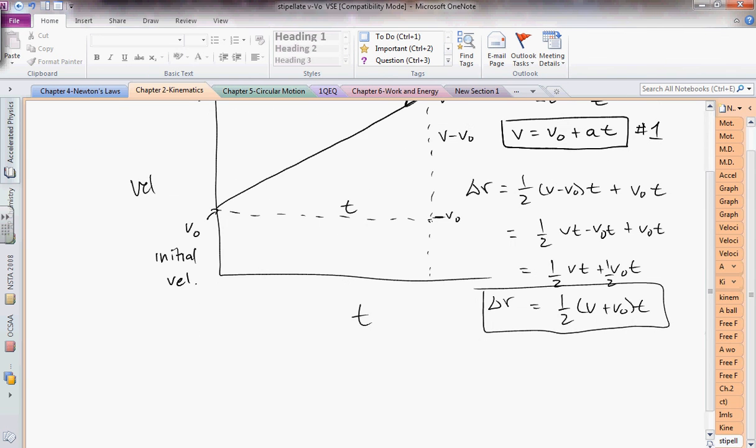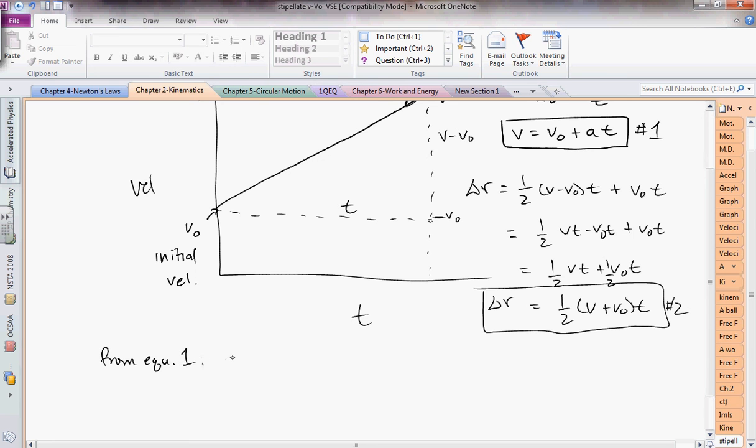The other two equations that we'll get will involve using equation 1 and subbing in for something in equation, I'm going to call this equation number 2. The first thing we'll do is we want to get an equation that doesn't have time. You don't always know the time that has elapsed in a problem. So what I'll do is I'll use equation number 1.